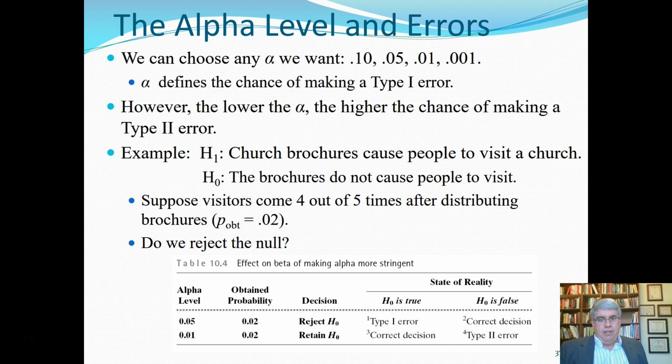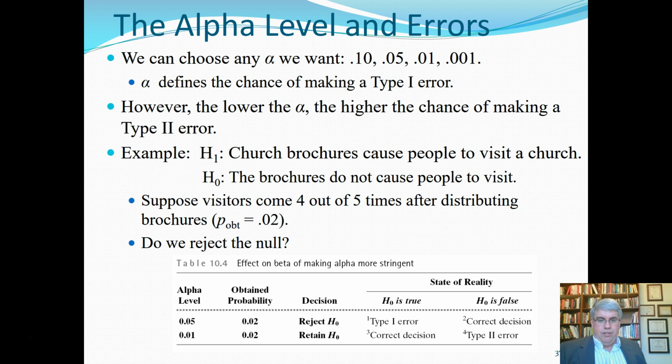For example, suppose our hypothesis is that church brochures cause people to visit a church. The null hypothesis is that the brochures do not cause people to visit. Suppose visitors come 4 out of 5 times after distributing brochures. That means what we calculated there is that P equals 0.02. There's a 2% chance that 4 out of 5 times people would come if it just happened by chance.